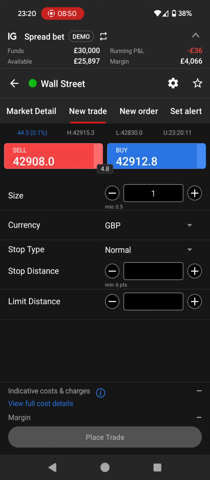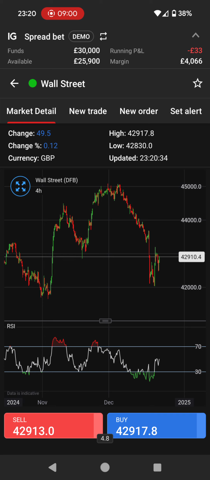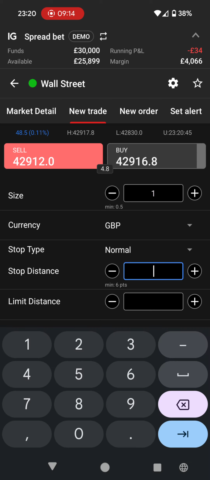Again, very similar setup. This one again gives you £0.5 a point. This time, let's say we're going to sell. So we're looking at this chart and we think it's going to continue dropping. So we're going to put a sell order in. And let's say if it crosses 43,000, which is about 85 points away, we want it to come out. But if it goes below 42,000, we want it to sell.